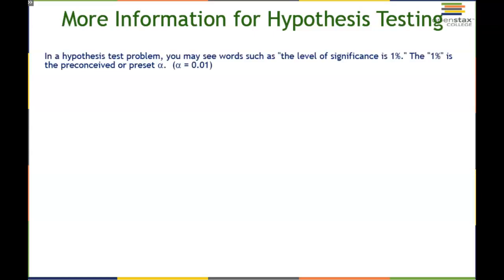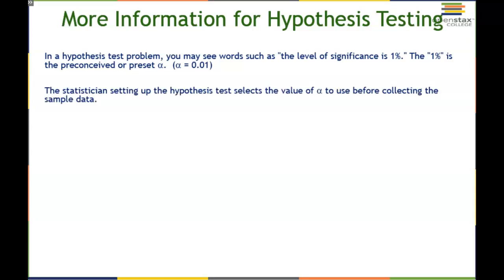One is you will see level of significance as a percent or preconceived or preset alpha. Those are all regarding alpha, and just be sure that you translate any percent of levels of significance over to a decimal to use. When you are actually running hypothesis tests, let's say you're in a psychology class in your bachelor's degree and you have to gather some information, you have to run a hypothesis test on some claim that you want to make. It is a good practice to select your value of alpha before collecting your data.